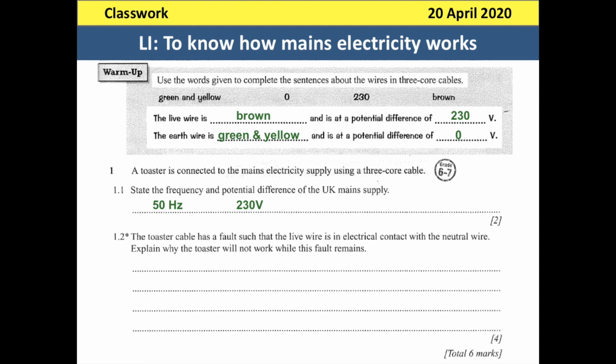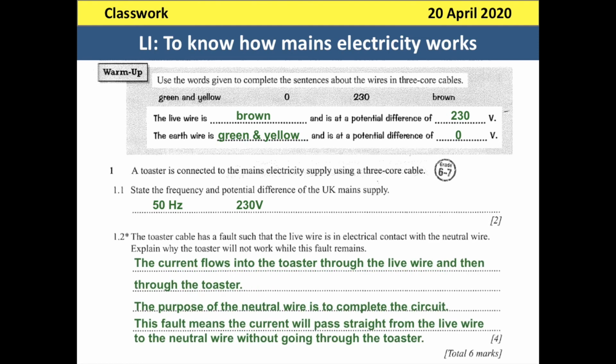Well, let's think about what actually goes on in the toaster. The current enters the toaster through the live wire, and it should then flow through the heater inside the toaster, and then the neutral wire should complete the circuit. Now, if the fault means that the live wire is touching the neutral wire, then the current will pass straight from the live wire to the neutral wire without actually going through the toaster, and so therefore the toaster will not work.